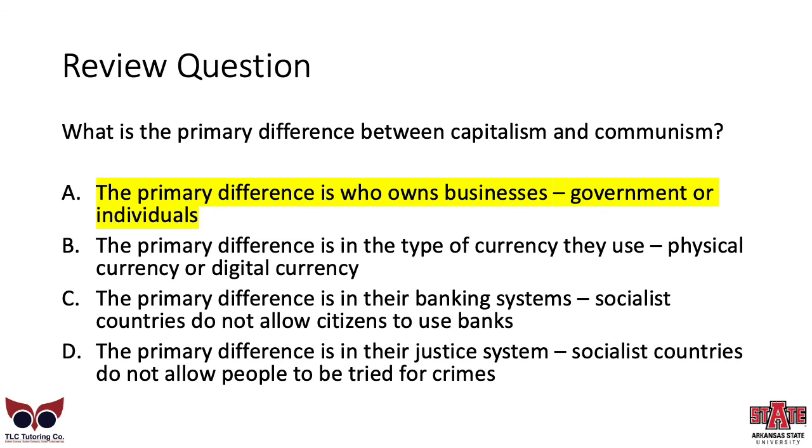The correct answer is A. The primary difference between capitalism and communism is who owns businesses, the government or private individuals.